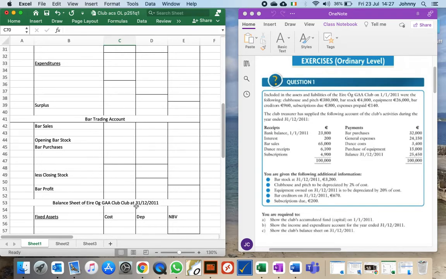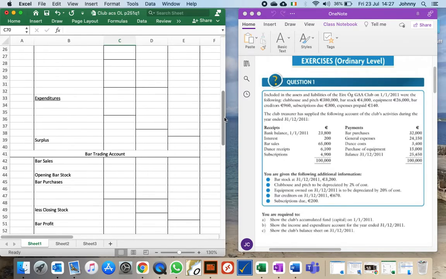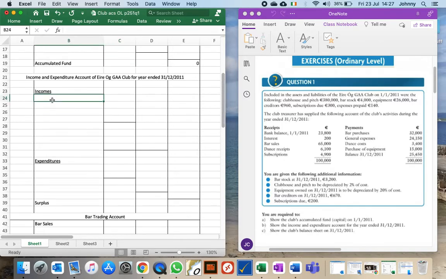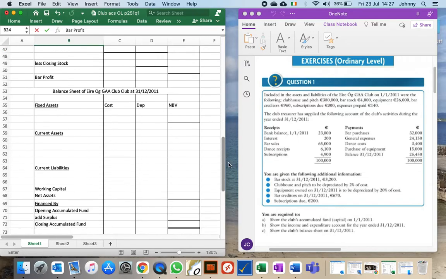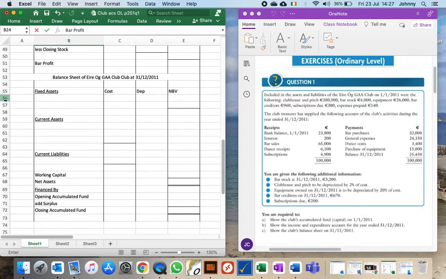So this document is meant to work out the profit of that activity that the club has, and that profit then will be added in. So in this case, for example, there is a bar. So there's a bar profit to be calculated, and that bar profit will be one of the incomes of the club. Then we move on to our balance sheet.